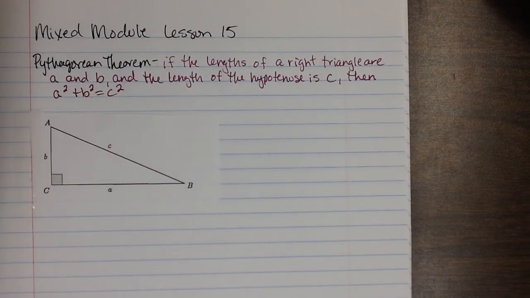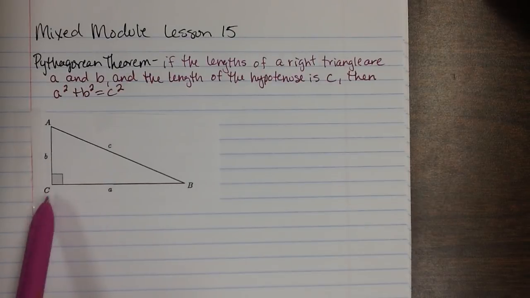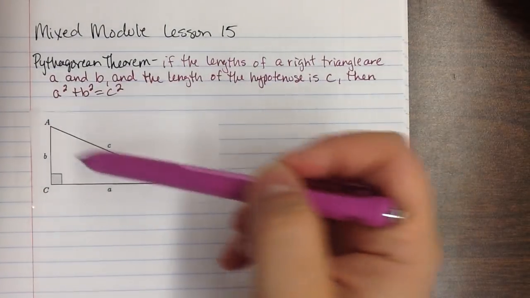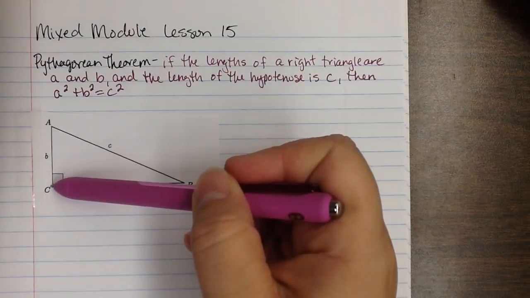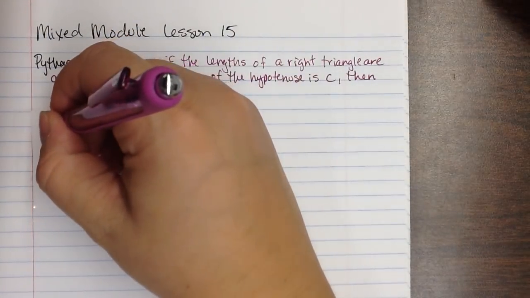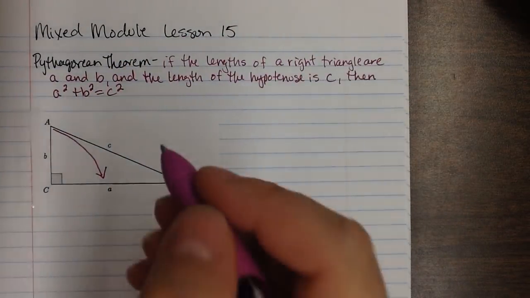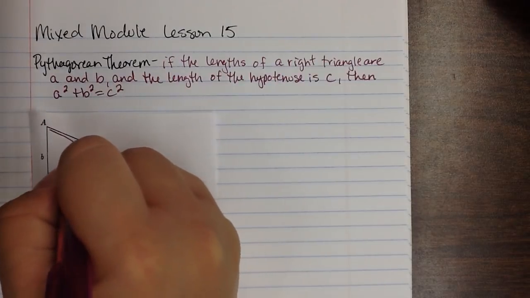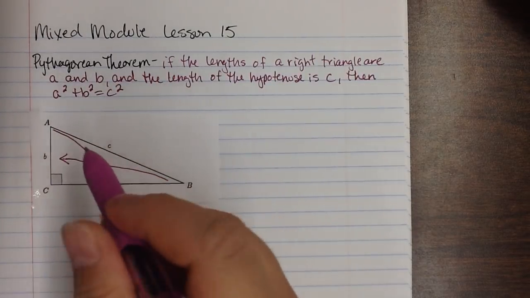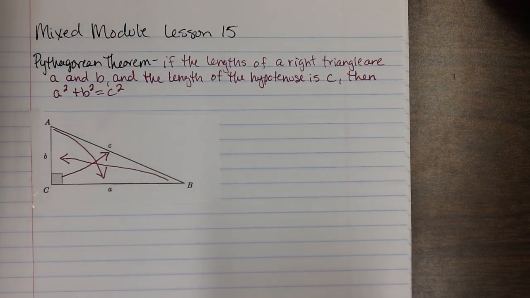And we're going to talk about that. So with the Pythagorean theorem, you're always going to have a right triangle. So here we have a right triangle, okay? And we're going to say this is A, this is B, and this is C. The side across from A is side A. The side across from B is side B. And the side across from the right angle is C, the hypotenuse.